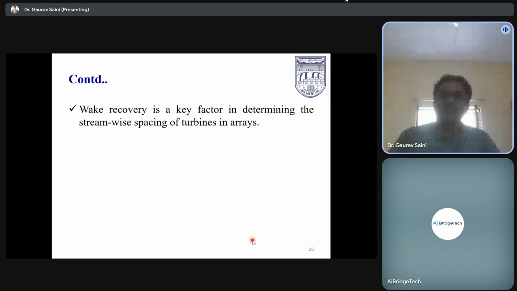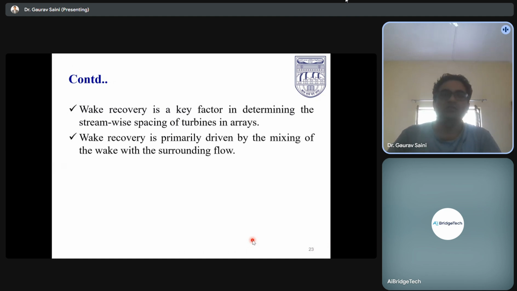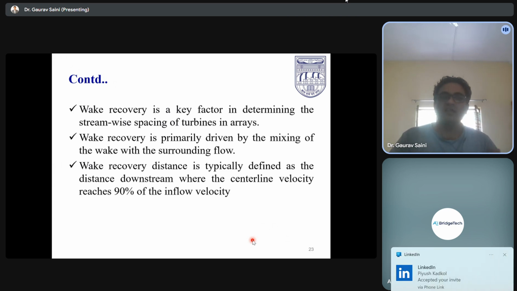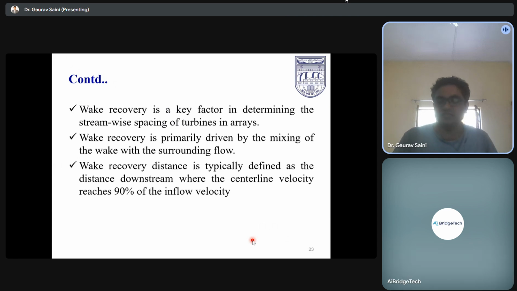This is a key factor in determining the stream-wise spacing, how much distance we have to keep between two different turbines. Wake recovery is primarily driven by the mixing of the wake with the surroundings. The wake recovery distance is typically defined as the downstream point where the center line velocity reaches 90% of the inflow velocity. So that is the wake recovery distance.